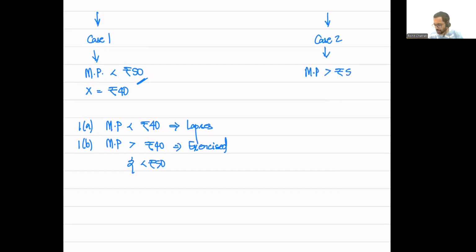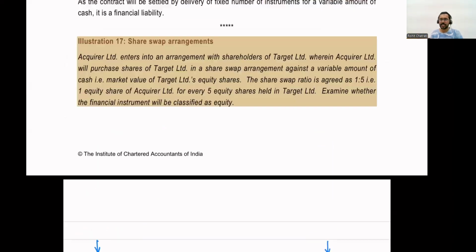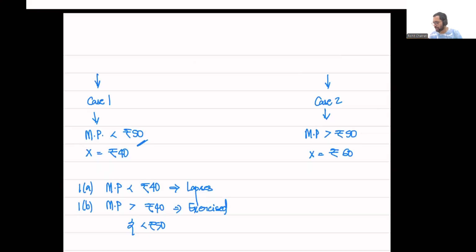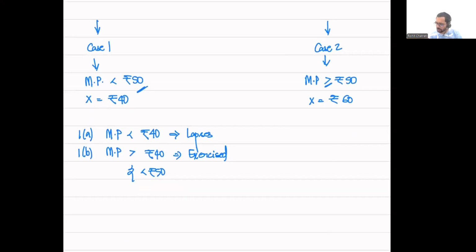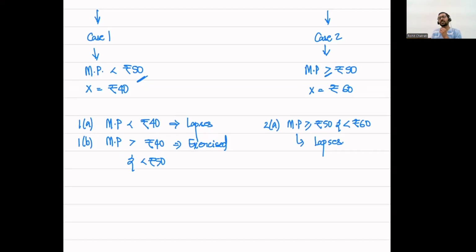Case 2 is, let's say, where the market price is greater than 50. Over here also, what the question says is the strike price is going to be 60. The question is saying that where the market price is greater than or equal to 50, the strike price will be regarded as 60. So here also I can split it into two. 2A is a case where the market price is greater than or equal to 50 and less than 60; if it is less than 60, the option lapses in this case. Let us say the market price is 53, then GT Limited won't exercise the option because it has a right to buy the share at 60, but the share's worth in the market is only 53, therefore it will lapse the option.